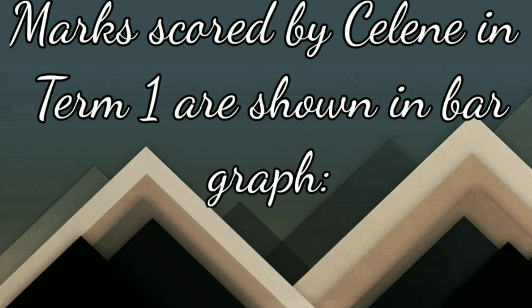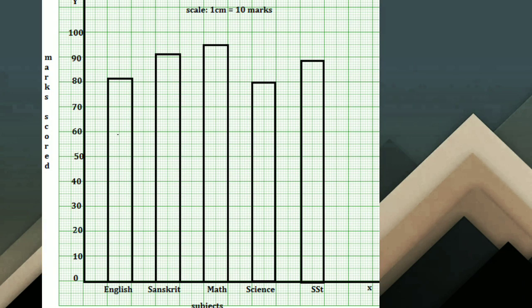As you could see here, marks scored by Celine in term 1 exams are depicted in the given bar graph. The scale is taken as 1 unit is equal to 10 marks. Okay. This could be represented differently as 1 unit is equal to 5 marks also. So you have to be careful for the scale. So it says 1 unit is equal to 10 marks. Accordingly, we go with it and we answer the questions.